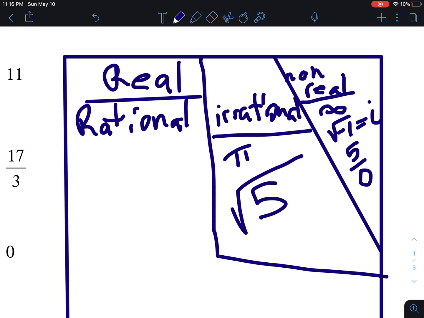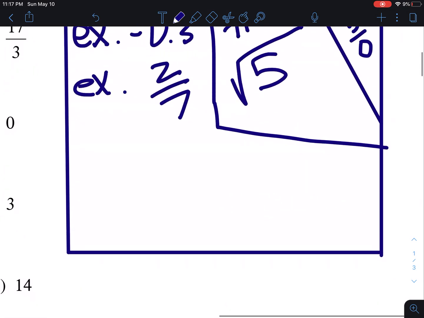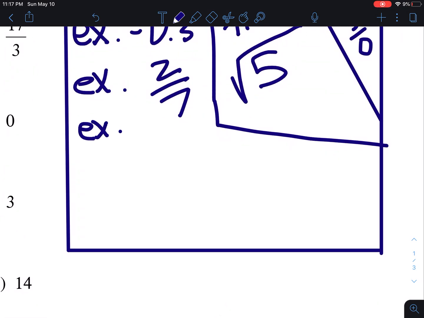So let's talk about the rational numbers a little bit more. Again, a rational number is any number that you can turn into a fraction. Examples of rational numbers would be -0.3 repeating, and that would be -1/3 if you change that into a fraction. Just any old fraction that you see, 2/7. That's a fraction, so that means it's a rational number. Another rational number would be, say, 5. 5 is a rational number. You put it over 1, it turns into a fraction. So those are rational numbers.